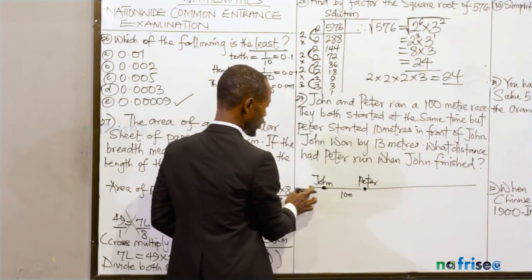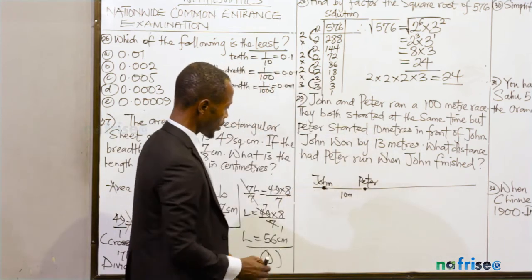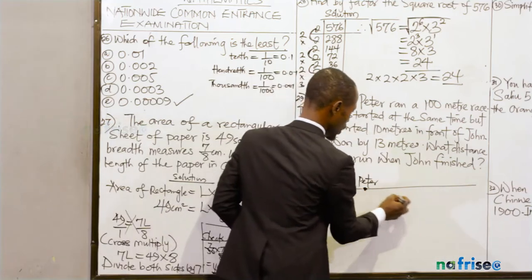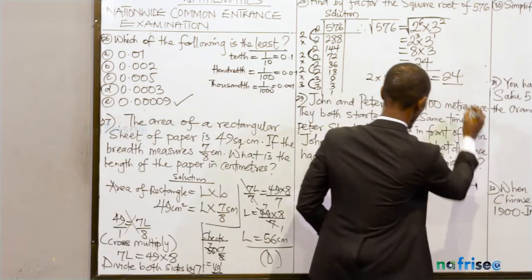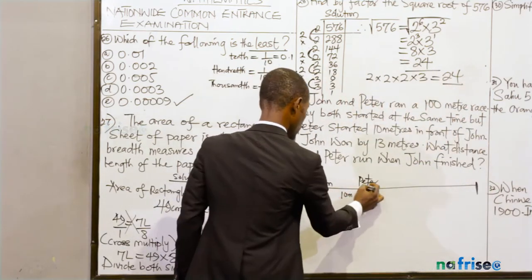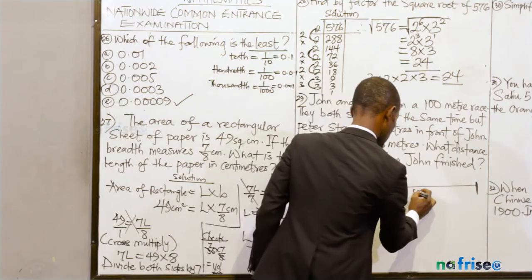That means John is a fast runner. This is John here, and this is Peter. And they have to cover a total of what? 100 meters. Between this spot and this finish line, you know you have 90 meters remaining.